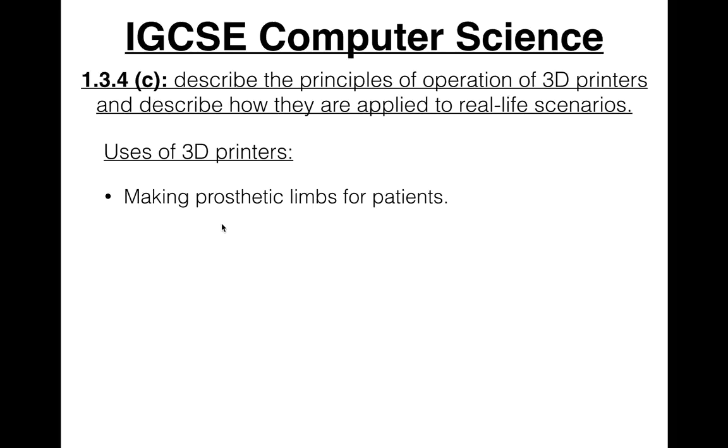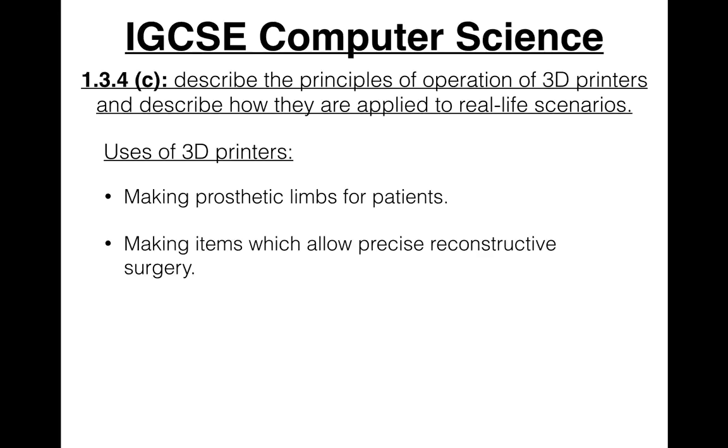You can imagine building up the design in CAD software and then printing it. So you can be pretty accurate with this, or you could use a 3D scanner to scan some of their other limbs. You can also make items which allow precise reconstructive surgery. It's similar to that, but if you need to reconstruct someone's, say, face, then you can be really precise with what you print in order to put it on the person's face.